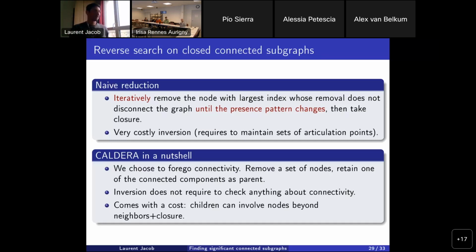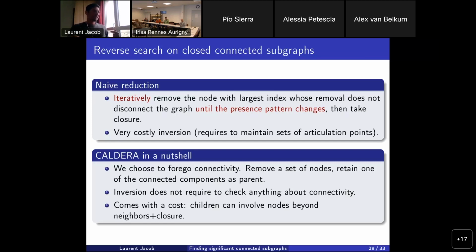So the reduction is not that complicated. I will just, instead of removing one, keep trying until I change the presence pattern. But the inversion is going to be very costly. Because, well, I won't go into detail, but I need to maintain a set of articulation points that will change a lot of times.